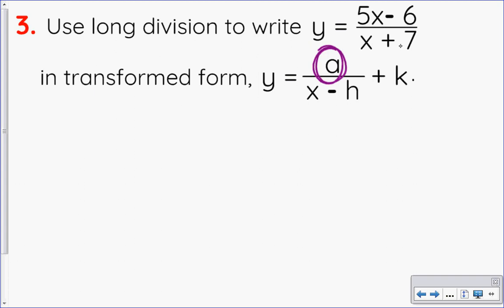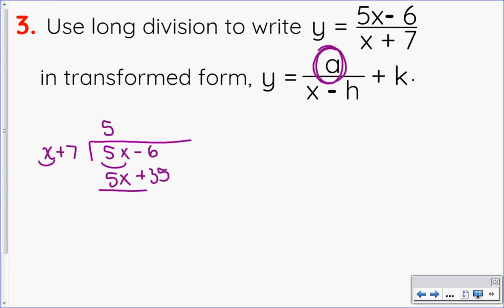So if I want to do 5x minus 6 divided by x plus 7, x plus 7 goes on the outside. That's the divisor. And I want to know how many groups of x plus 7 there are in 5x minus 6. So what I do is I just start with my x's. How many groups of x are there in 5x? Well, you can look at it that way, or say 5x divided by x is 5. So I put a 5 as the quotient, and then I do 5 times x, 5x, those should match. 5 times 7 is 35, and then I subtract. So 5x take away 5x is 0, it's gone. -6 take away 35 is -41.